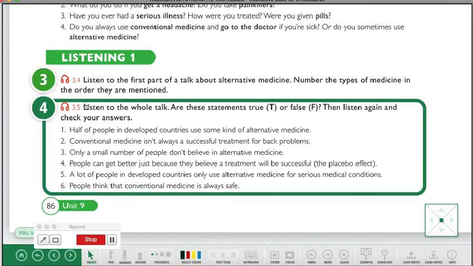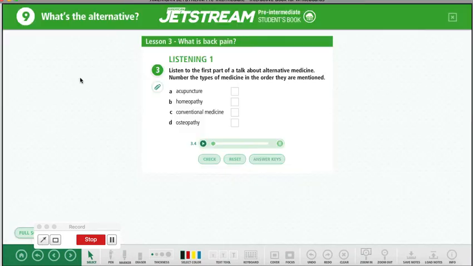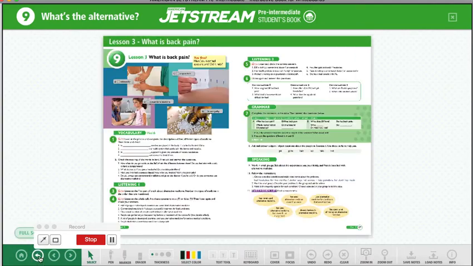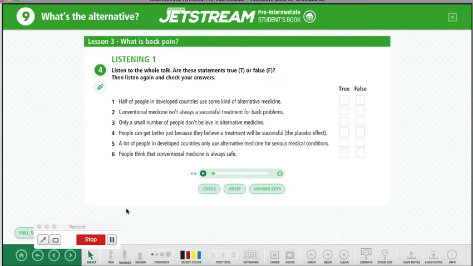3 and 4 are similar, but in number 3 we have the first part of a conversation about some medicine. So you will listen to the audio, and then number the types of medicine you heard: number 1, 2, 3, and 4. Then we go to exercise number 4, which is about the same audio but complete.